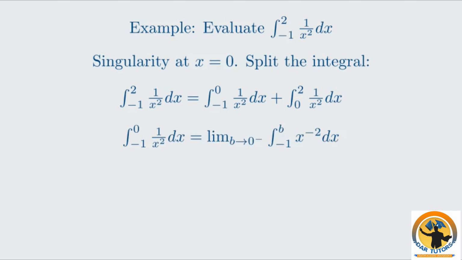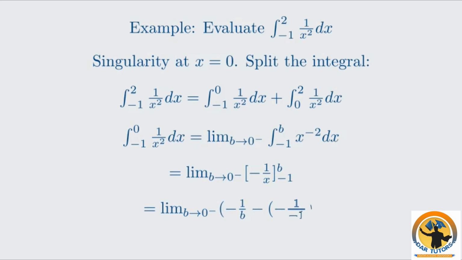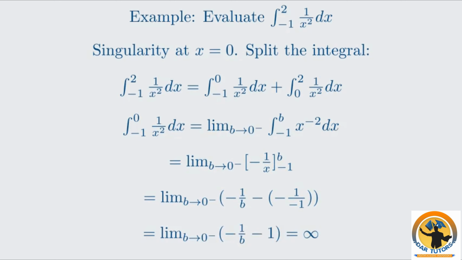This is the limit as b approaches 0 from the left of the integral from -1 to b of x to the -2 dx. The antiderivative is -1 over x. Evaluating this gives the limit of -1 over b plus 1. As b approaches 0 from the left, b is a small negative number, so -1 over b approaches positive infinity. This integral diverges. Since one of the parts diverges, the entire integral diverges. We don't even need to check the second part.